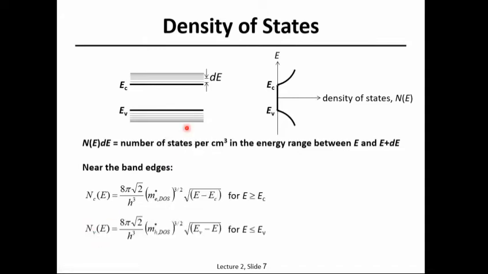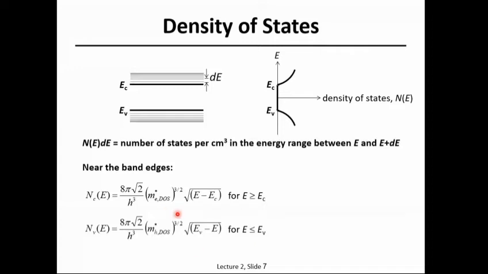The same thing we can get for the density of states of holes, which is 8 pi square root of 2 over h cubed, m_h effective to the 3/2, times the square root of EV minus E, since EV is here and we are going in this direction where E is below EV, so E is less than EV.